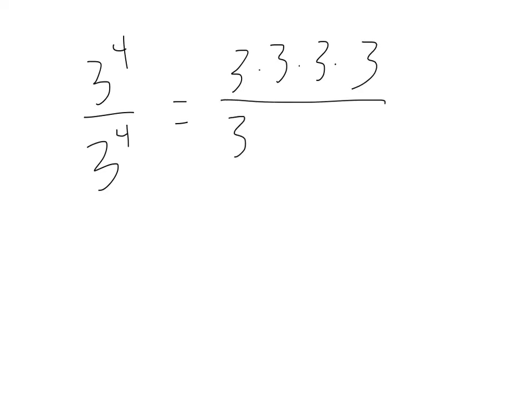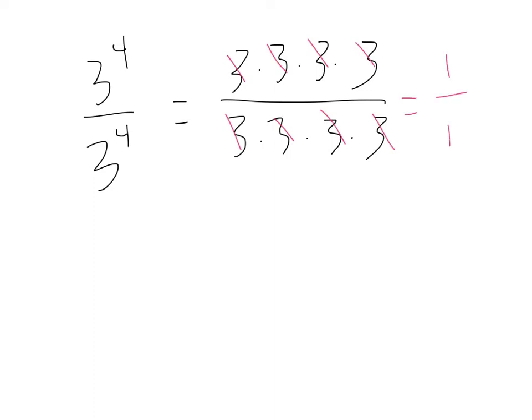Let's see. Let's say I did 3 to the 4th over 3 to the 4th. What does 3 to the 4th really mean? It means 3 times 3 times 3 times 3, right? Divided by 3 times 3 times 3 times 3. Okay, let's cross these off. This 3 cancels that one. They cancel each other. Uh-oh, I have no 3s left.